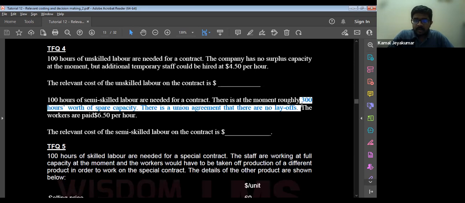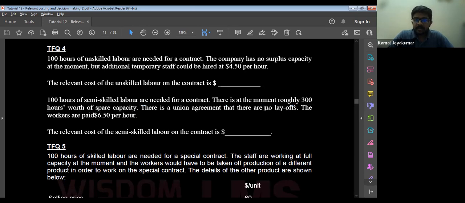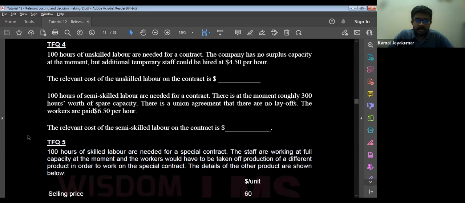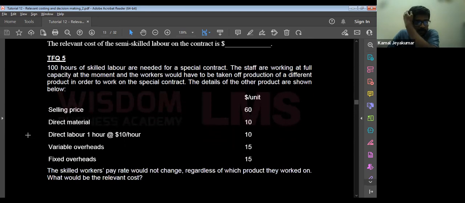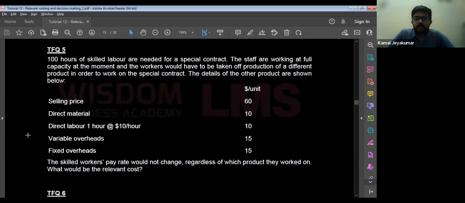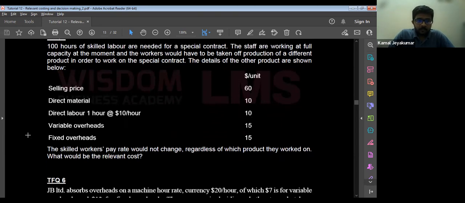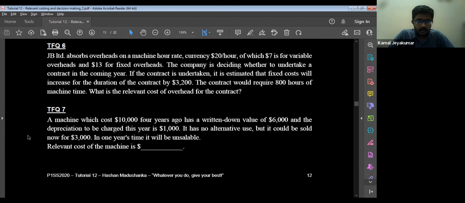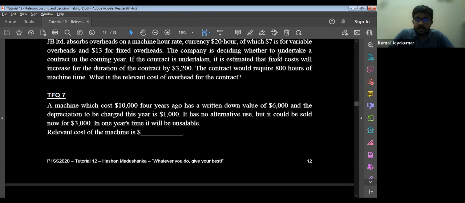And you have 300 hours of spare capacity, that means 300 hours without any work, and you need only 100 hours for this contract. So out of the 300, you can take 100, and you don't have to pay anything extra because the employees are anyway getting paid, right? TFQ5 we did yesterday as an example. TFQ6 also we did yesterday. Let's take a look at TFQ7.